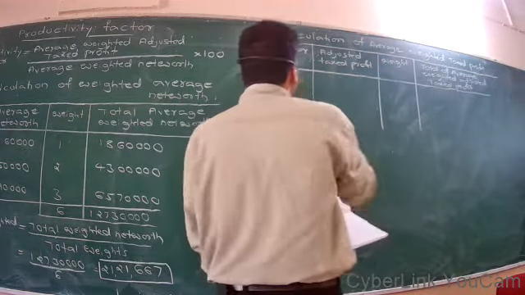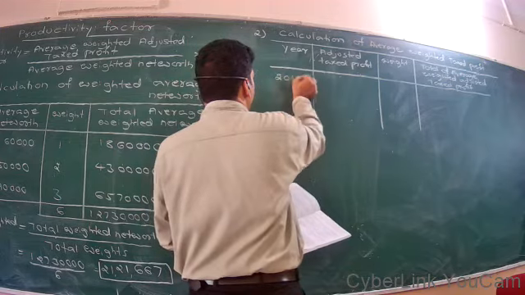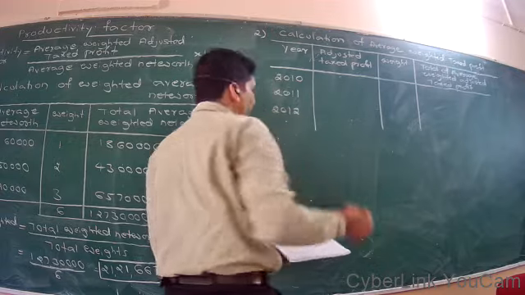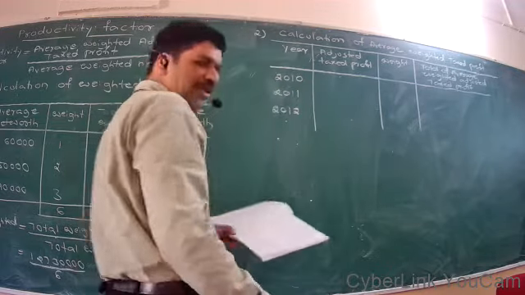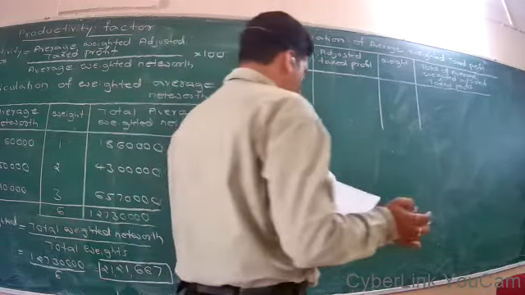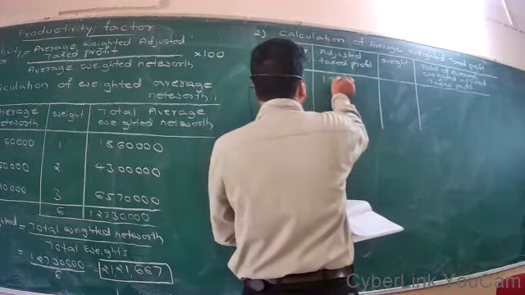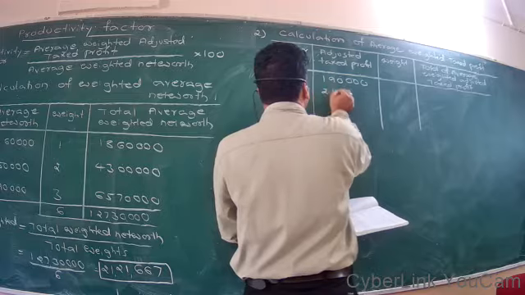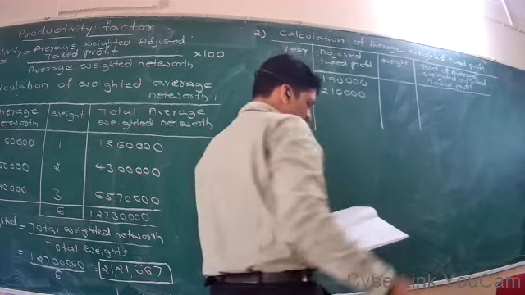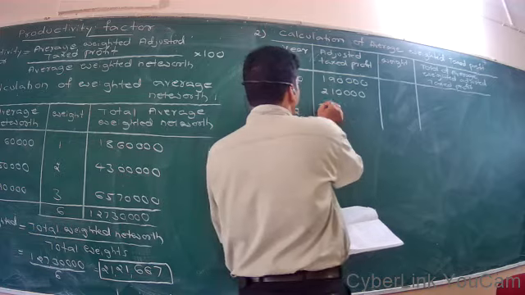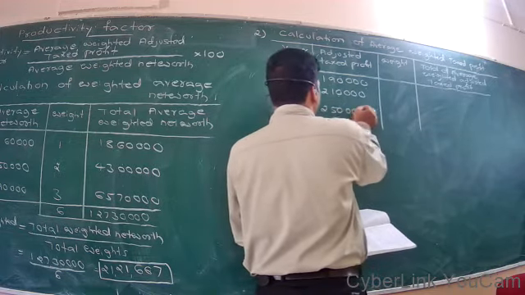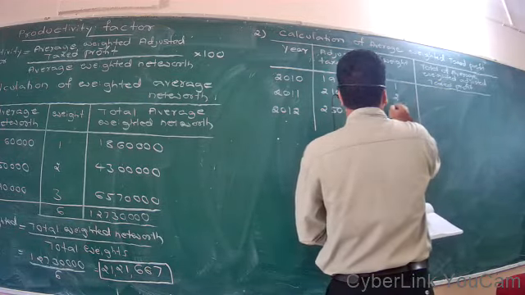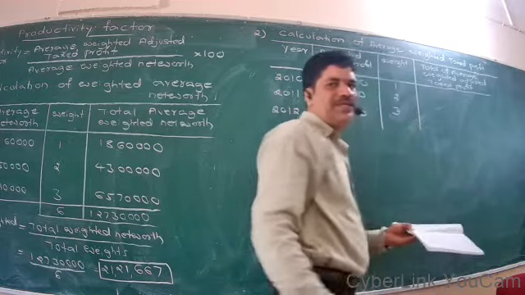Okay. Here the year 2010, 2011, then 2012. So as per the given information, 2010, 1 lakh 90,000, then 2011, 2 lakh 10,000, 2012, 2 lakh 50,000. Wait, 1, 2, then 3.